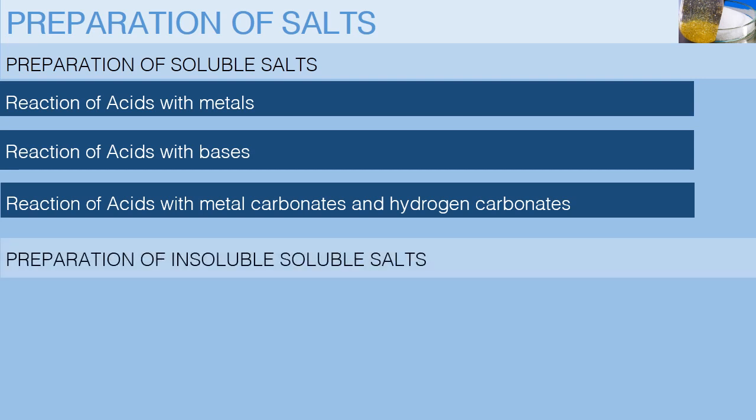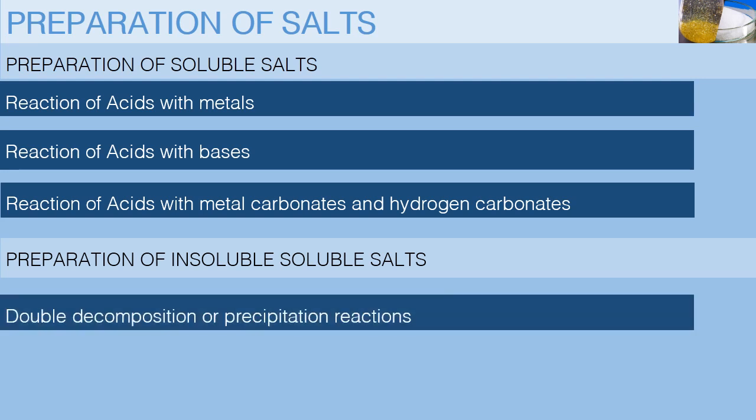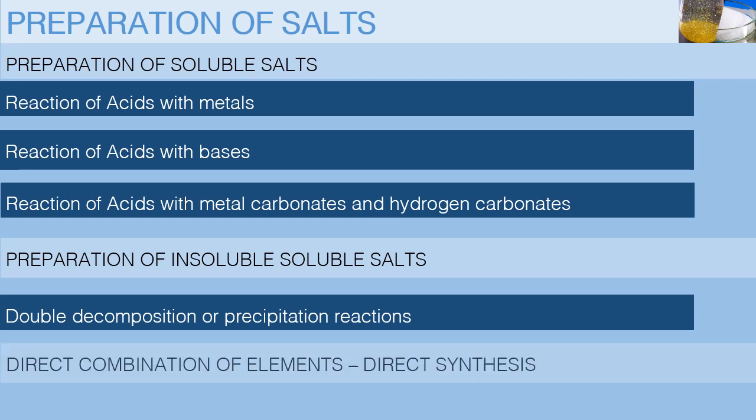Next is the preparation of insoluble salts. Now here we learn something new known as double decomposition or precipitation reactions. And finally, direct combination of elements, which is direct synthesis, which is nothing new. We have already done this before. So basically, salts is the easiest topic because it's a revision of many things we have done.